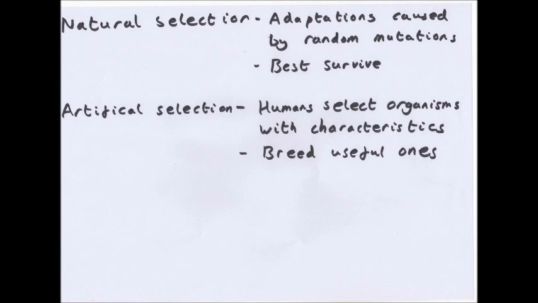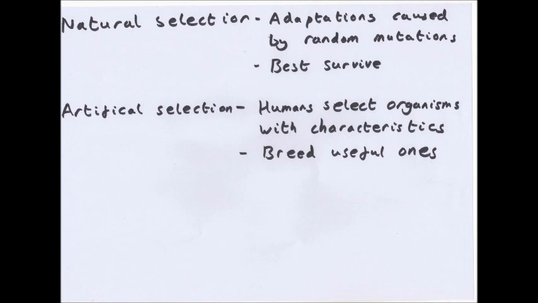Right, natural selection and artificial selection. Now, we've done natural selection at AS. It's very simple. It's just random mutations cause adaptations. The adaptations that make organisms survive will mean that they are passed on, so that's evolution. Please watch an AS video if you don't understand that. It probably is in biodiversity in AS.